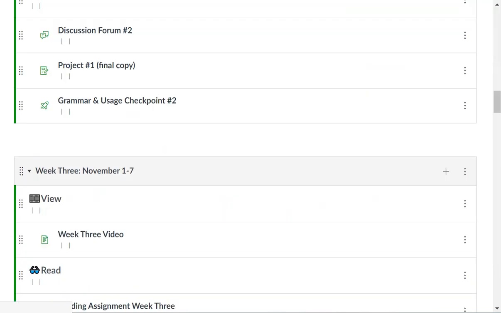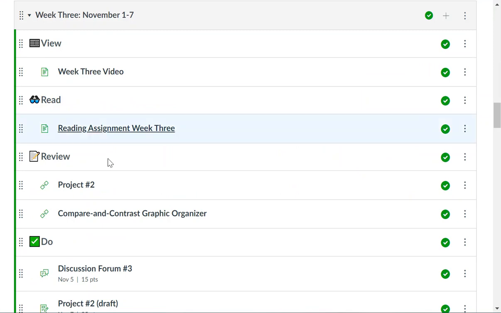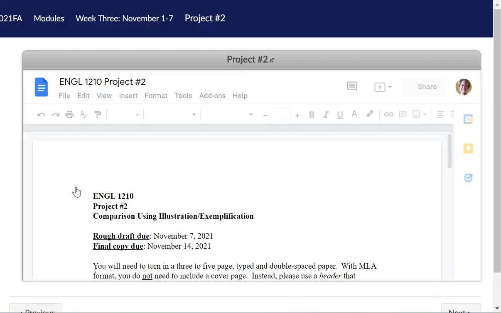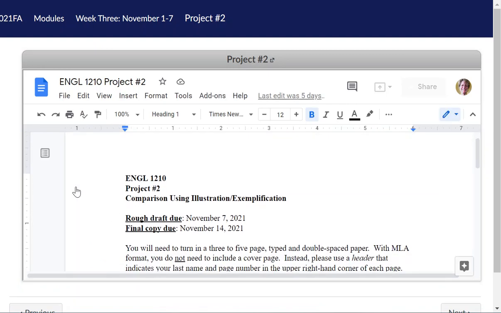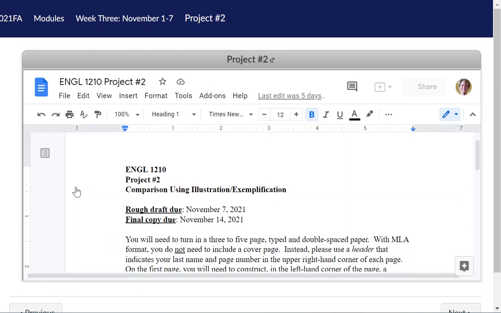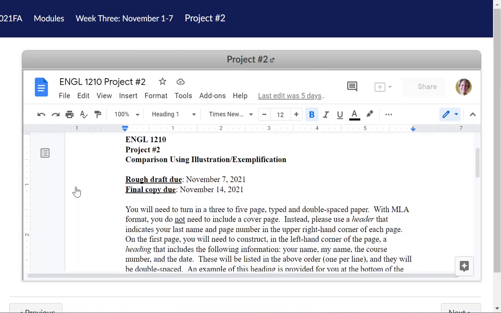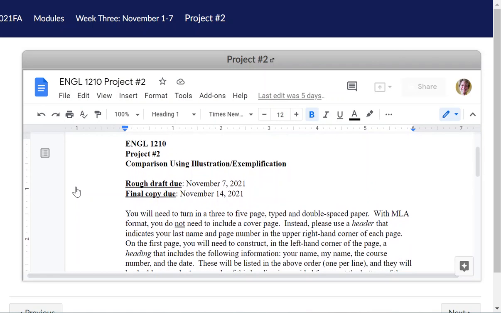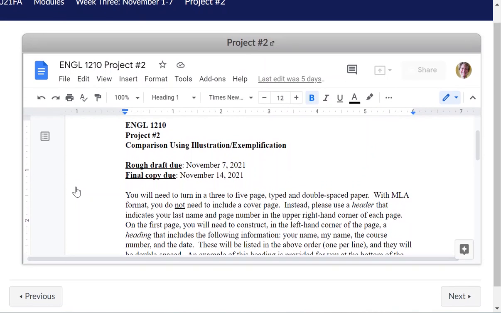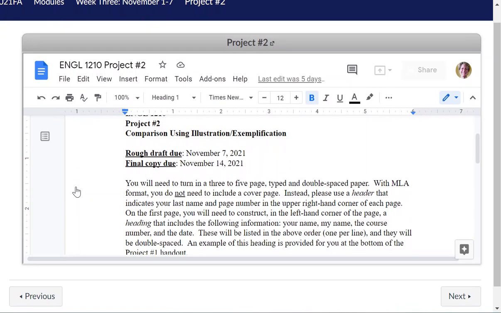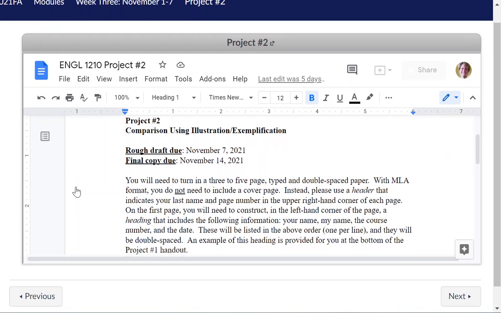If you move on to the review section for week 3, you'll notice that you have project number 2 and a compare and contrast graphic organizer. Project number 2 is looking at that comparison and contrasting, but I also want you to use examples or illustrations to bolster this particular comparative essay. You'll have the draft due this week, Sunday by 11:55 p.m., and you'll have your final copy due the next week, Sunday at 11:55 p.m.